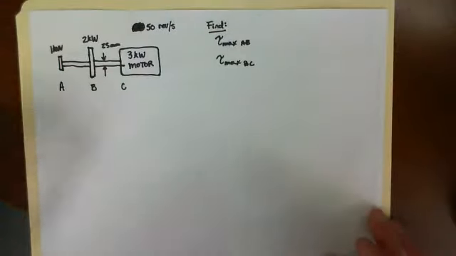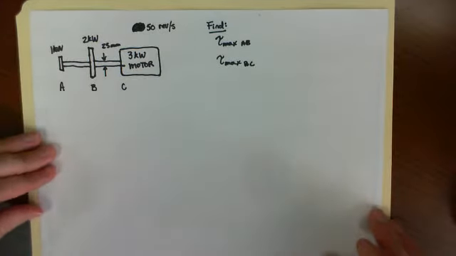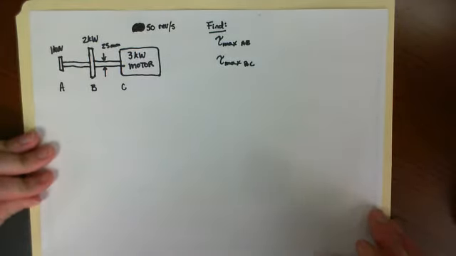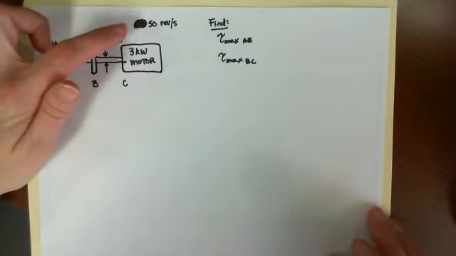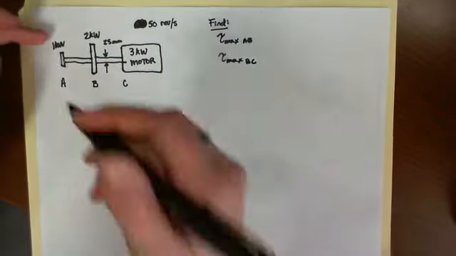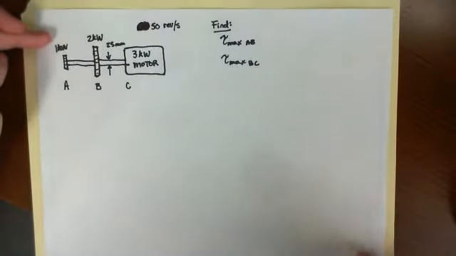Here's an example of torque applied by a motor and giving power information. So we have a motor that's applying 3 kilowatts of power that's spinning at 50 revolutions per second, and it's driving a shaft that has 2 different gears, one at A and one at B.